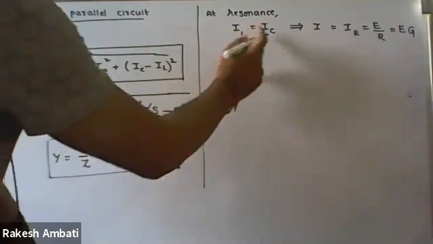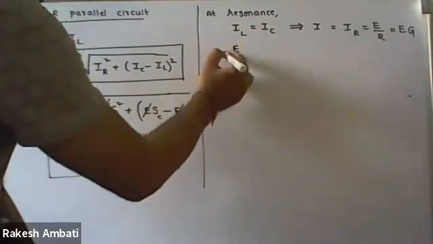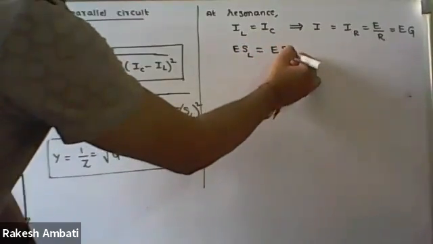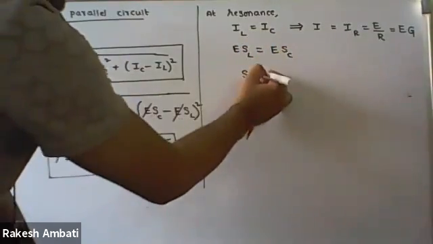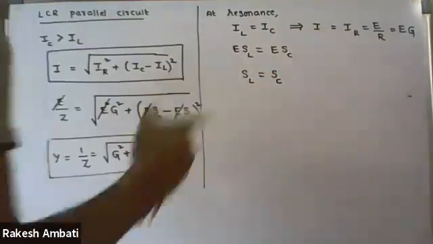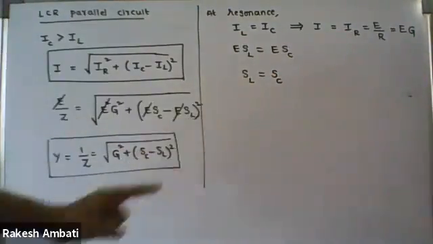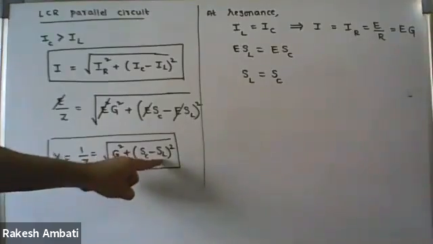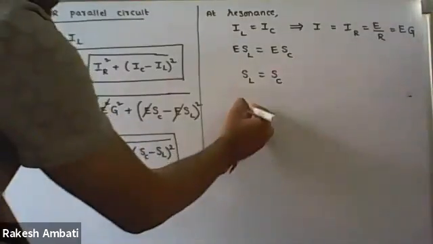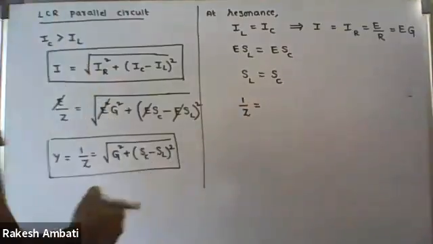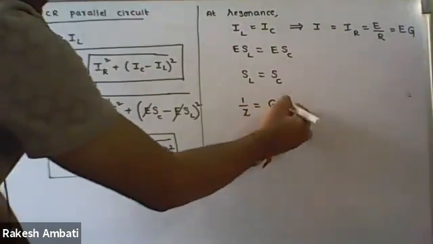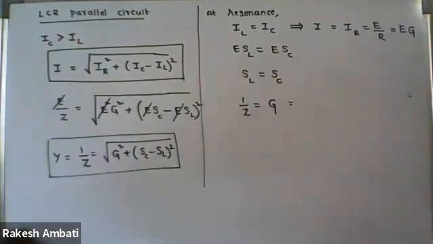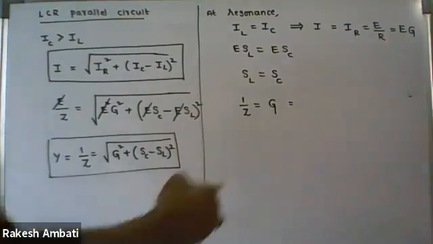IL equal to IC means in the place of IL, E/XL, and in the place of IC, E/XC, so E cancels out. Now we have XL equal to XC. Refer to this equation. If XL and XC are equal, they cancel out. Now what is the value of 1 by Z? It is G. Is this 1 by Z value maximum or minimum? Minimum.